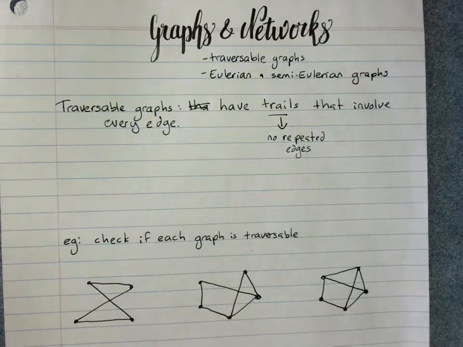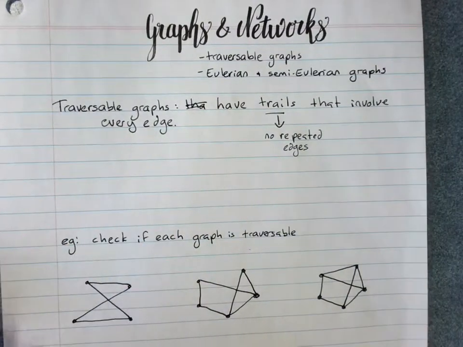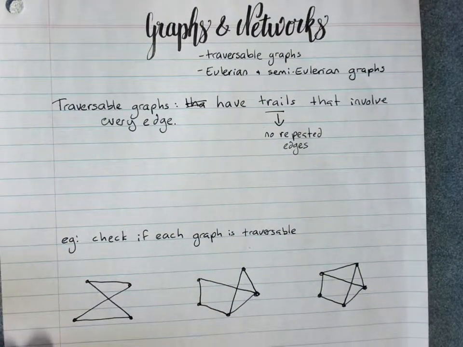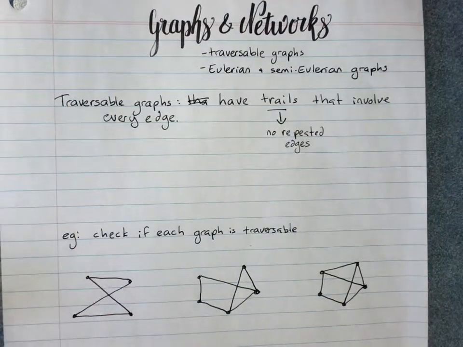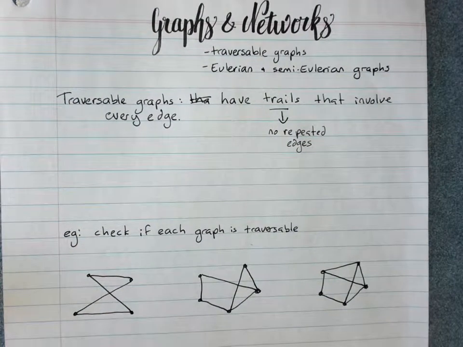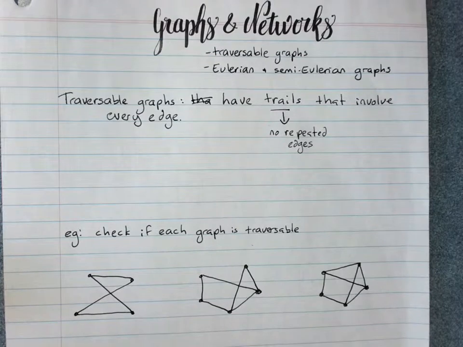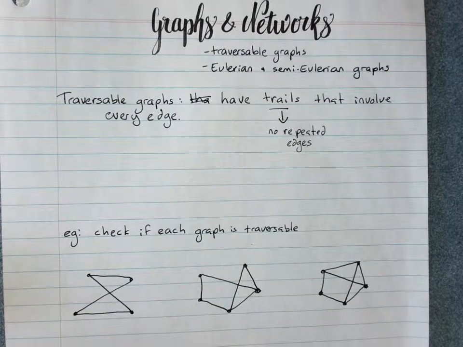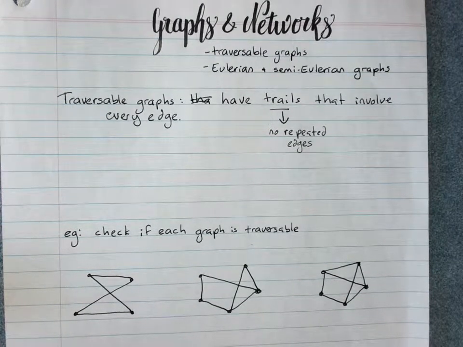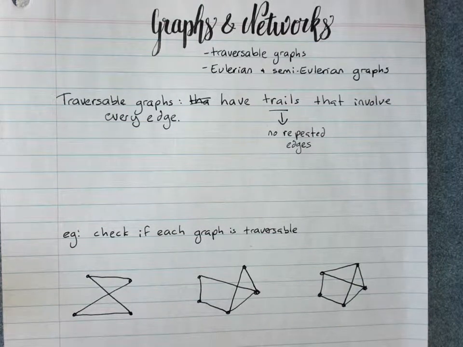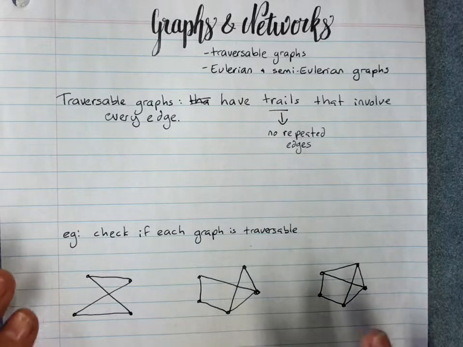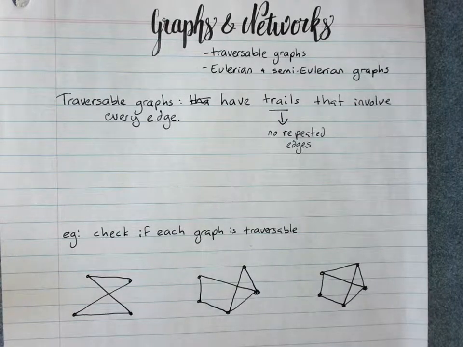So for a graph to be traversable, this is a particular definition. The graph is traversable if it has a trail that has every edge and no repeated edges, exactly like the Königsberg bridge problem. And what we need to be able to do is check if graphs are traversable. Now you can just do it by inspection.